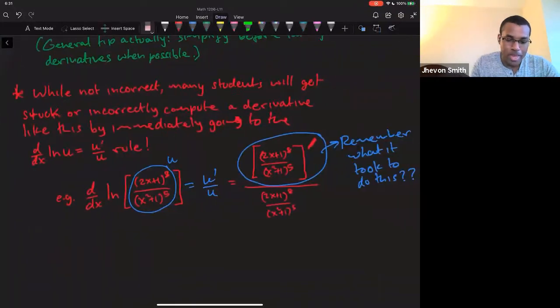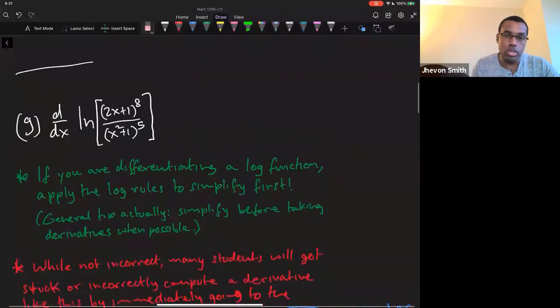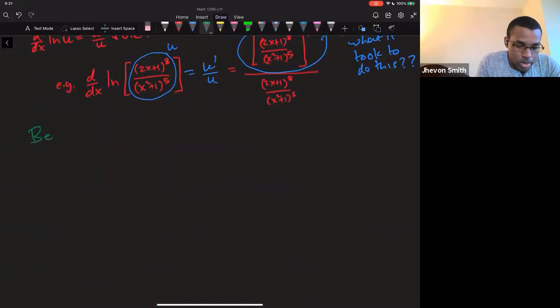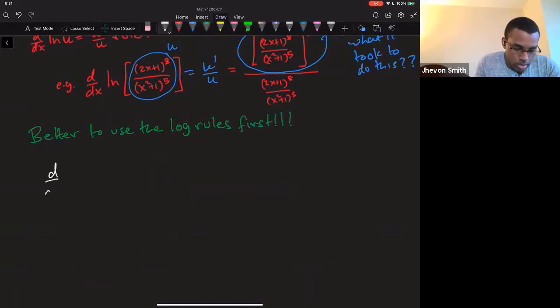So yeah, not the way to go, just directly applying the calculus rule, because you have log rules. You want to use the log rules first. And you're going to see the difference here. It's better to use the log rules first. And here's the difference. So you have 2x plus 1 to the 8th over x squared plus 1 to the 5th, right?